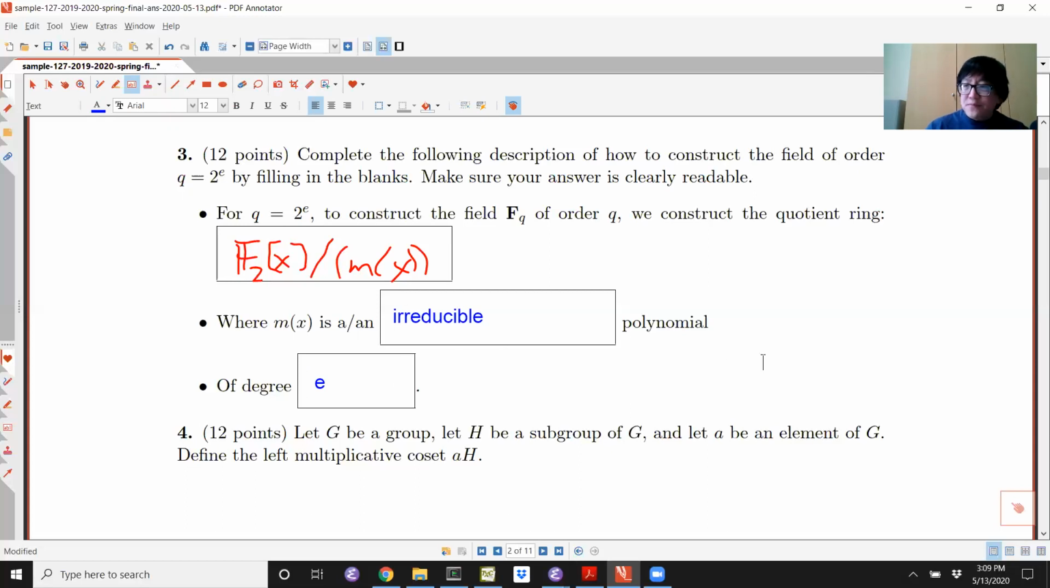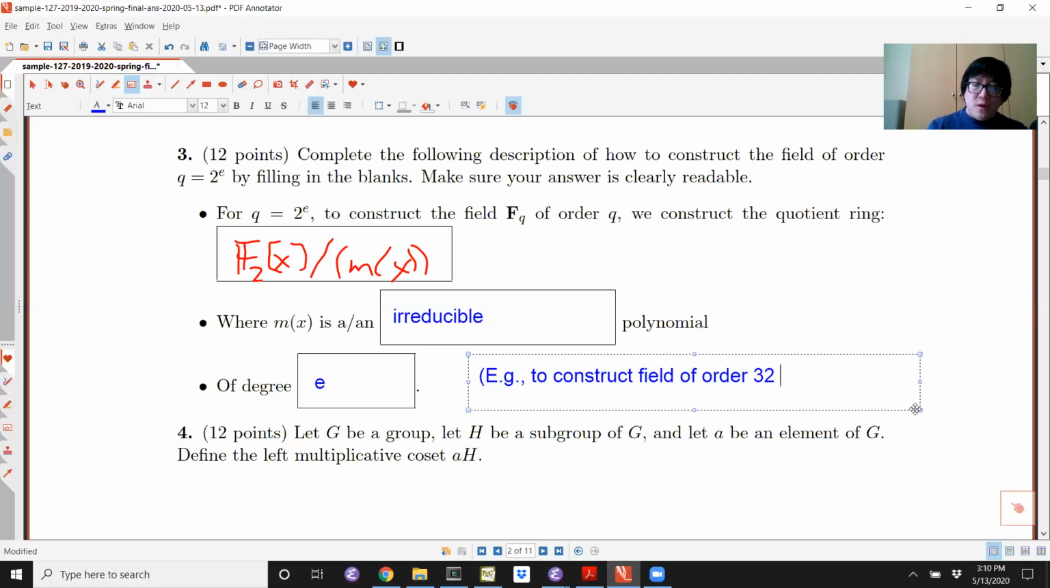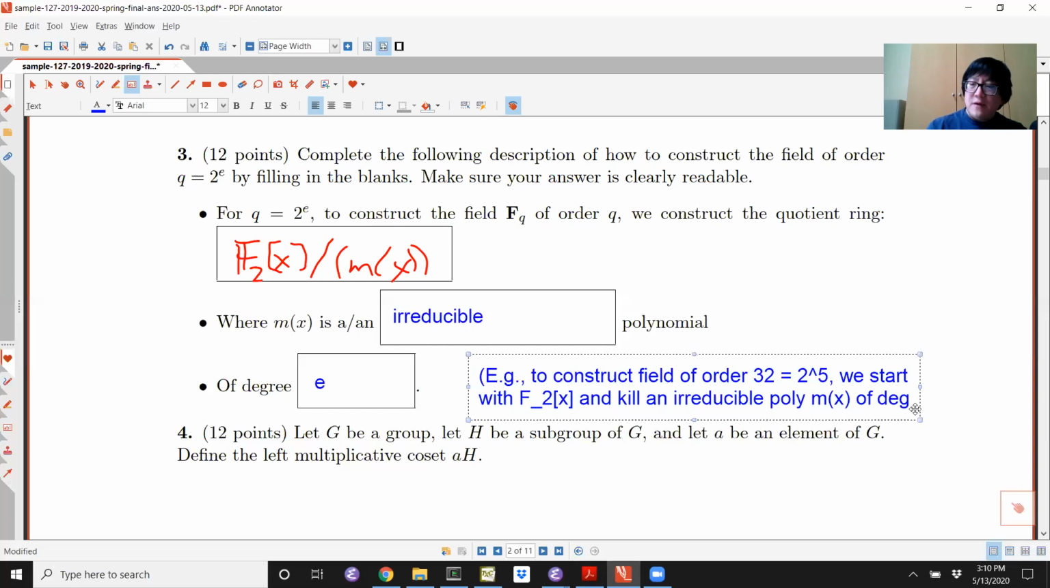Now I'm just going to explain things, and this is not part of the answer per se. For example, to construct the field of order 32, which is 2 to the 5, we start with F2 bracket x, polynomials with coefficients mod 2, and take a quotient, mod out by the ideal generated by, kill, an irreducible polynomial m of x of degree 5.